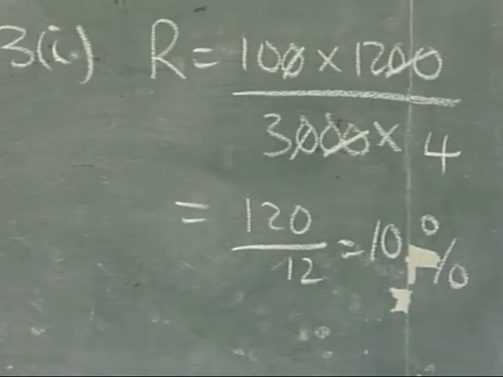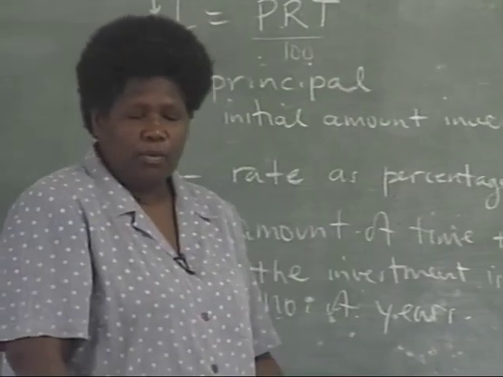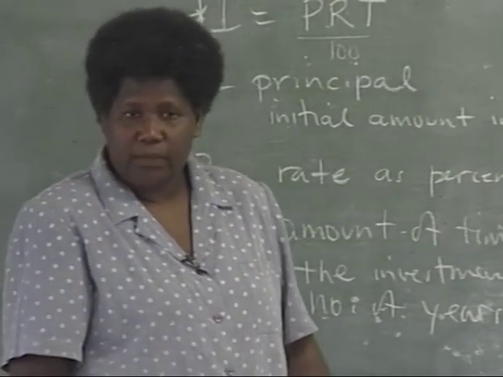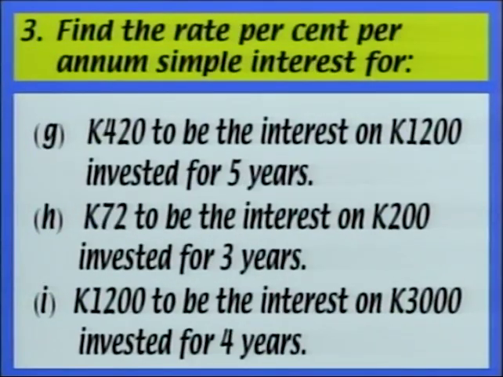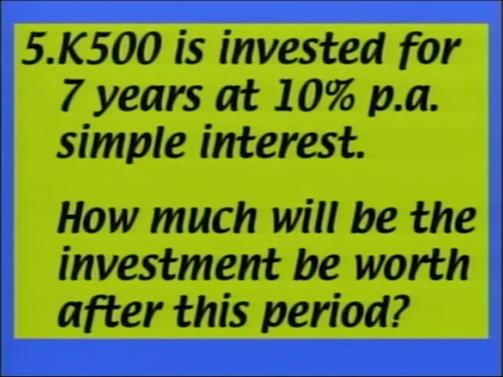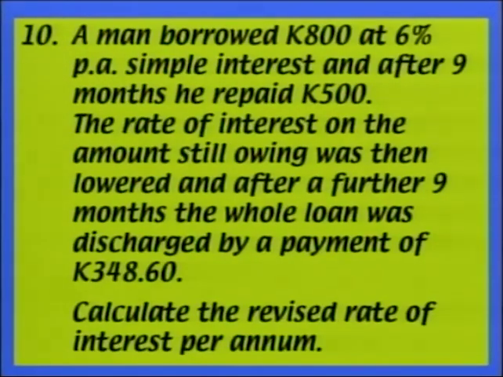Okay, those are the same questions on your worksheet. They're exactly the same. Then for homework, you are going to complete question 1, that means A, B, question 2, D, E, question 3, G and H, and question 4 where you have to calculate the principal, J, K, and L. Sorry, J, K, it says I, it's supposed to be L, it doesn't matter. Okay, number 5, number 6, number 7, number 8, number 9, and number 10.